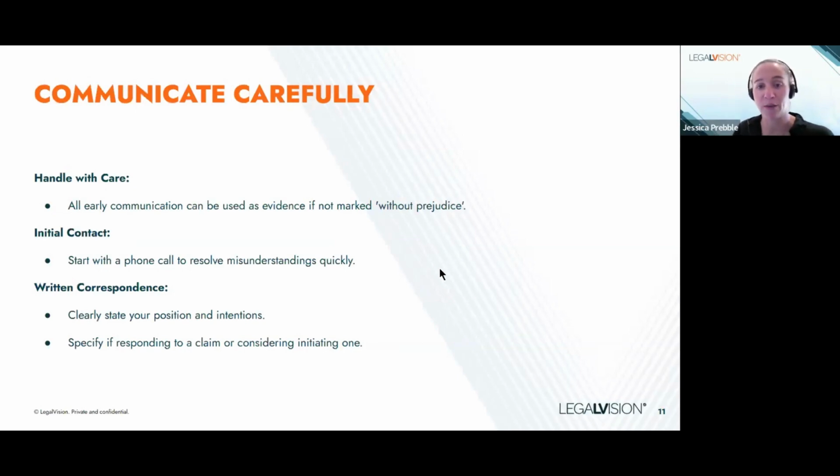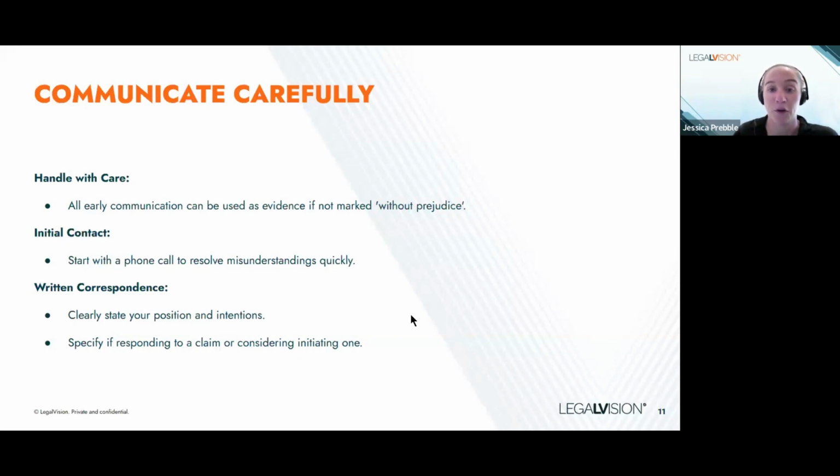I will now quickly run over communicating with another party when a business dispute arises, as it is important that you are aware that everything you say or write in the early stages of a commercial dispute, unless it is marked without prejudice, can end up as evidence.